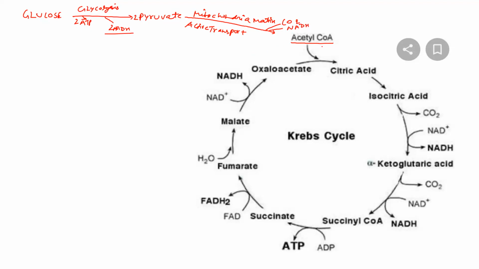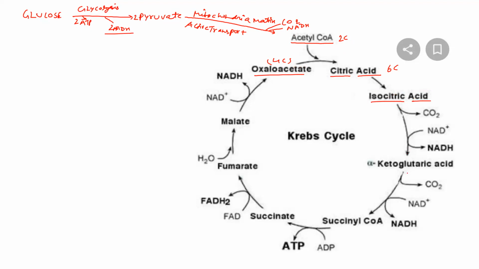Okay. Then this acetyl coenzyme A combines with oxaloacetate. Acetyl coenzyme A is a 2 carbon molecule and oxaloacetate is a 4 carbon molecule. Both combine and form the 6 carbon molecule citric acid. Citric acid converts into isocitric acid. It's a simple rearrangement reaction.